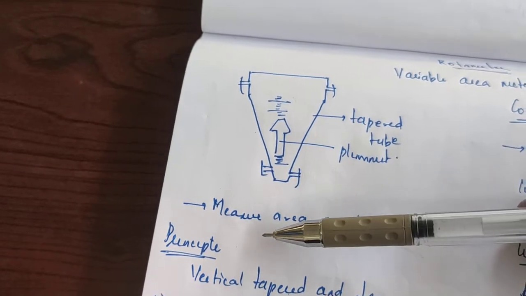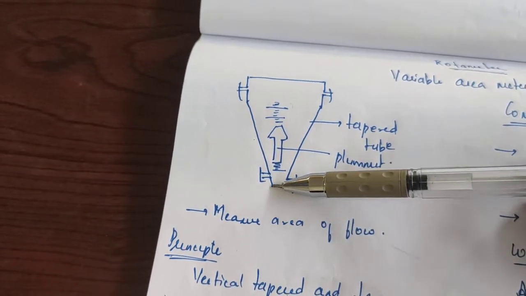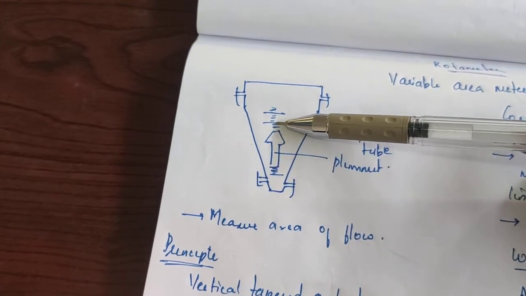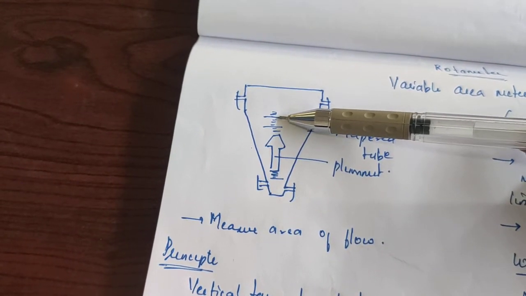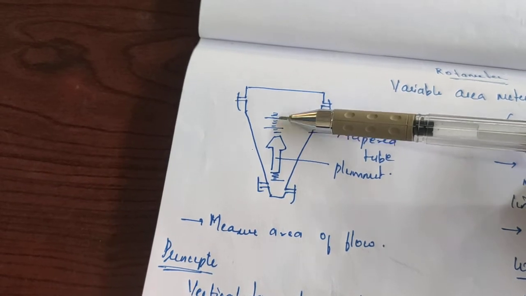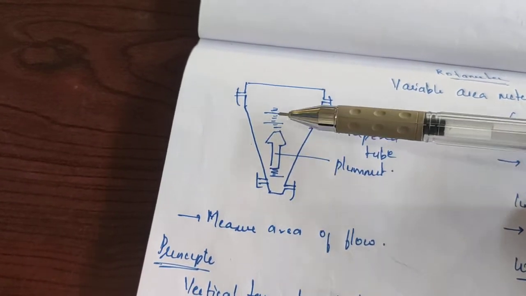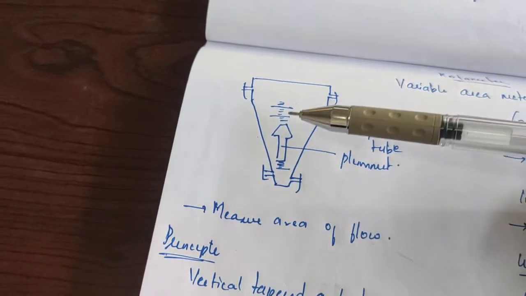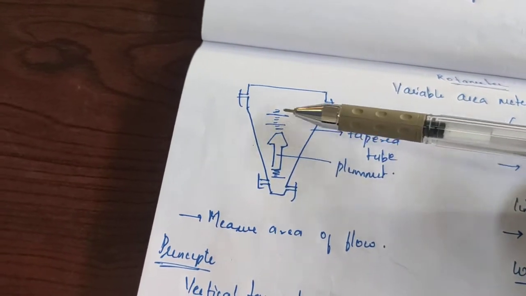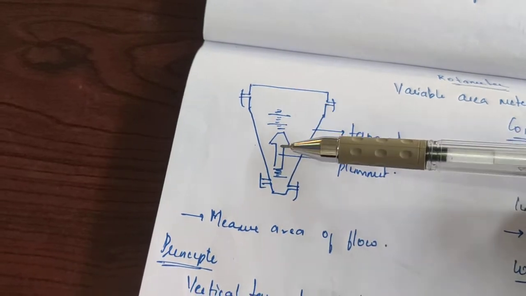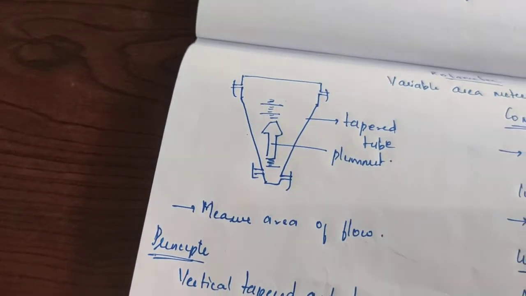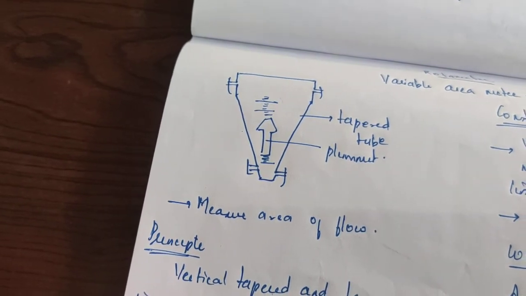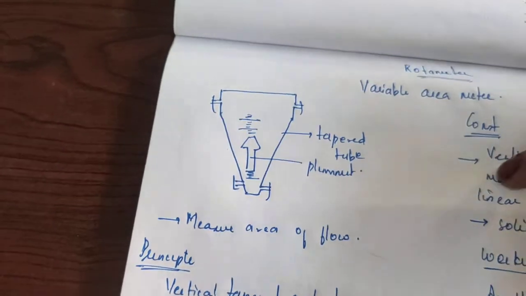Okay, so what happens when a fluid is being inserted in the rotameter? What happens? The plummet will rise to a particular level. Okay, the plummet will rise to a particular level and the area is measured. The area of flow of fluid in this rotameter is measured by seeing the scale readings on the rotameter. Okay, by noting down the scale reading, the area traveled by the fluid can be measured by using this rotameter.